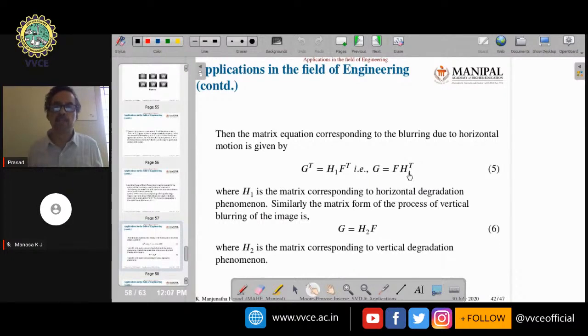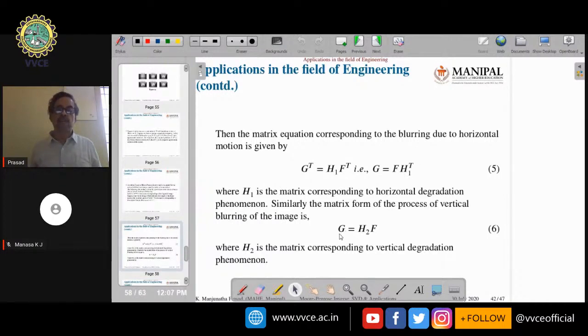In fact, it should have been H2, where H1 is a matrix corresponding to the, oh sorry, I thought we had written it the other way. It is G equal to F H1 transpose only. Where H1 is the matrix corresponding to the horizontal degradation phenomenon. Similarly, the matrix form of the process of vertical blurring of the image is given by G2 equal to H2 F. Here, H2 and H1 we can determine.